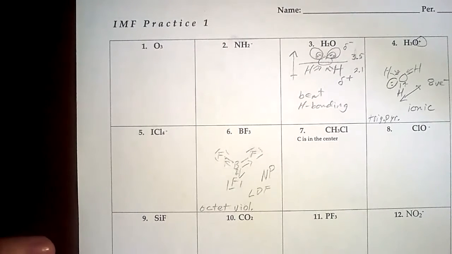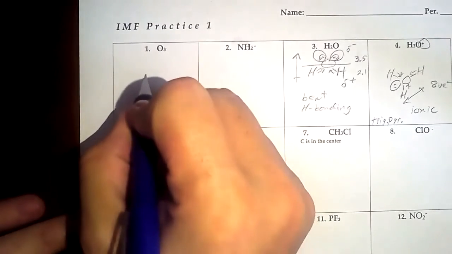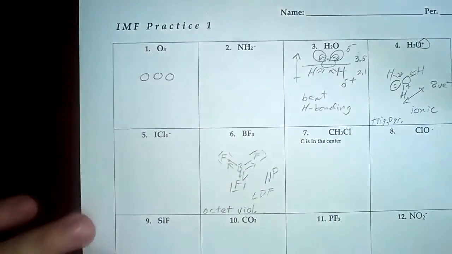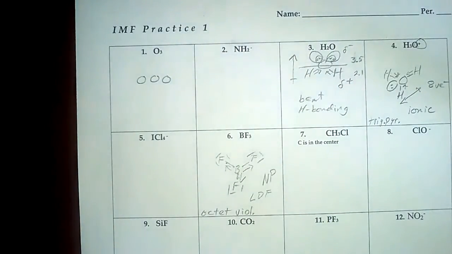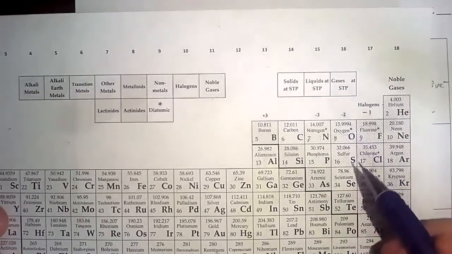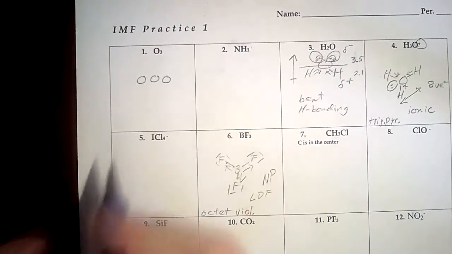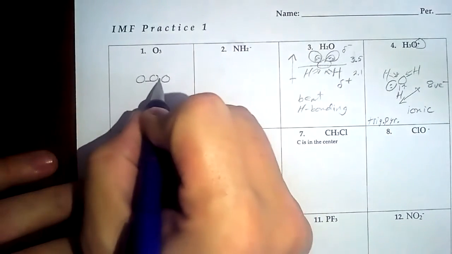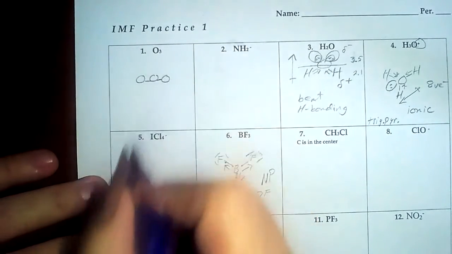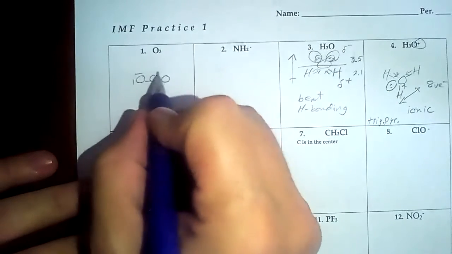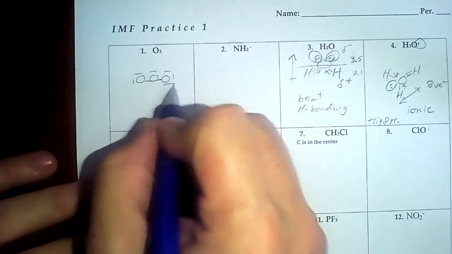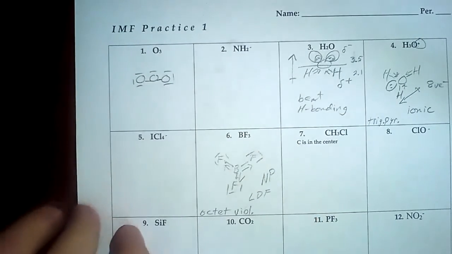Here are some examples for IMF Practice 1. How about we start on number 1? We have O3, O, O, O, and we have valence electrons of 6 three times, so we get 18 electrons. Well, I got to use 4 of them there for sure for bonds. So that's 4, 6, 8, 10, 12, 14, 16, 18. How about that?